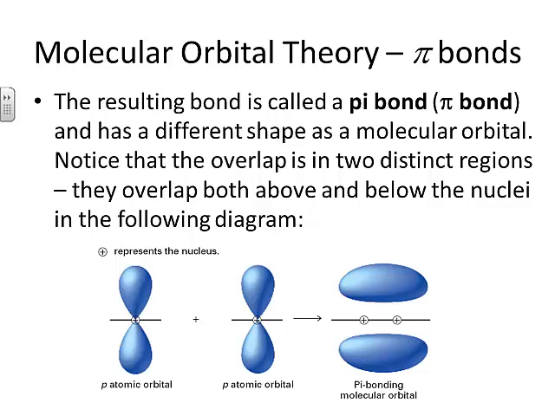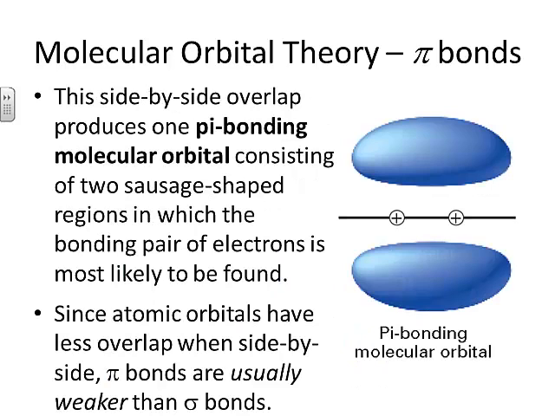Notice that the overlap is in two distinct regions. There's overlap above the axis, there's overlap below the axis, but there isn't any overlap along the axis. So that results in those two distinct regions, so that pi bonding molecular orbital, that's just a single orbital shown on the right side there. So side-by-side overlap produces a single pi bonding molecular orbital, which consists of two sausage-shaped regions in which the bonding pair of electrons is most likely to be found.